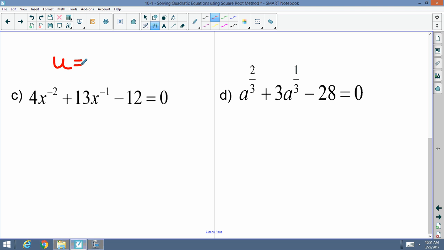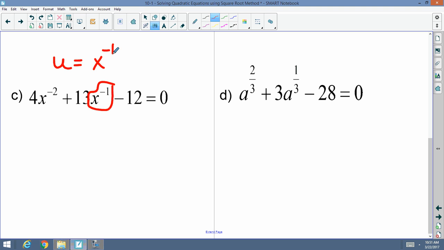It belongs to the middle variable, not the coefficient, just the middle variable. So u equals x to the negative 1. I don't know why you kept saying x over and over again. There is no x here. There's an x to the negative 2 and an x to the negative 1. And u is x to the negative 1.